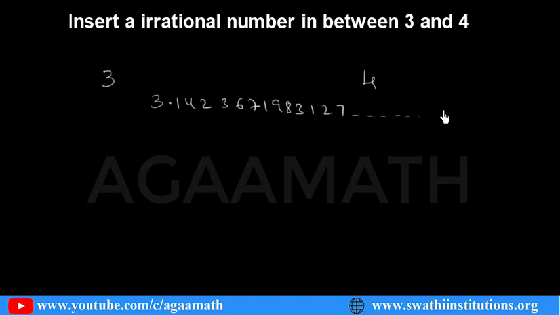3.1423671198321 and so on. So this is one number, because we know that it lies between 3 and 4. If I observe, the whole number is 3, and whenever I start giving the decimal part, it becomes greater than 3 and less than 4. And observe here, the decimal part is non-terminating and non-repeating, no digit or pattern of numbers is repeating in this decimal part. So these types of numbers are irrational numbers. So to insert an irrational number between 3 and 4, I can give this answer.